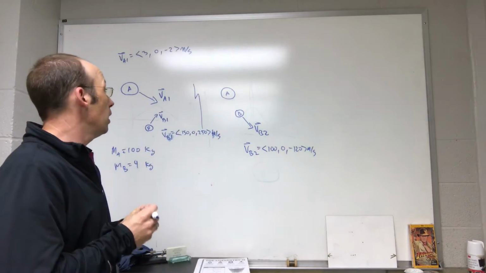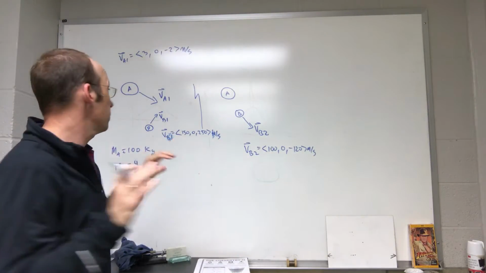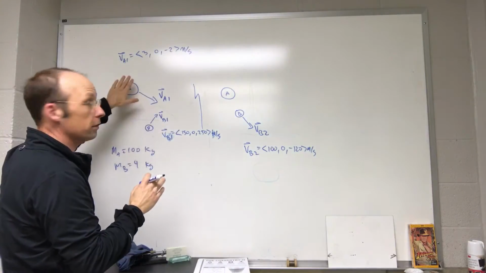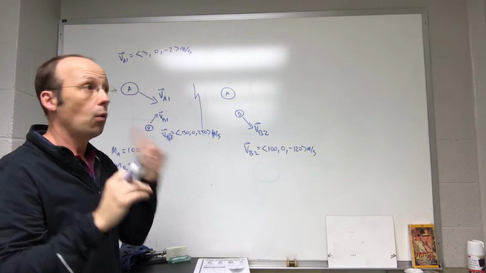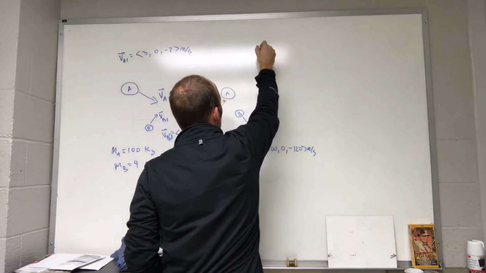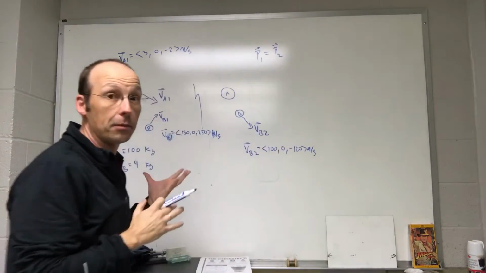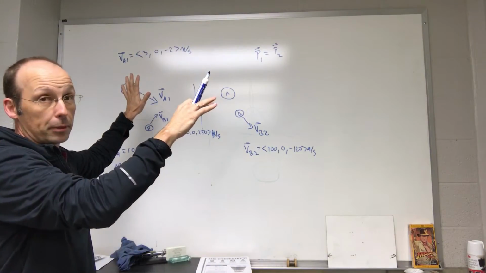Okay, so if this is in space, then when these two collide, there's an interaction, there's a force. B pushes on A, A pushes on B, so they have opposite changes in momentum. One way to do this is to say the initial momentum, P1 total, equals P2 total. Okay, that's the same as saying the momentum before and after is the same, which is saying the change in momentum is 0.